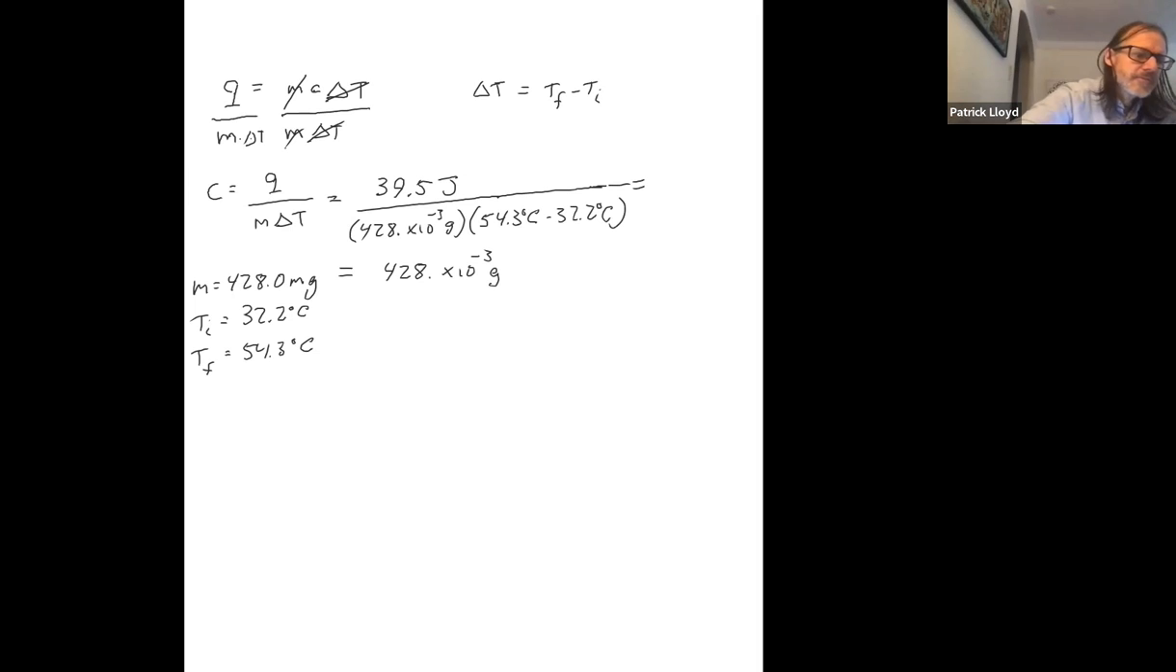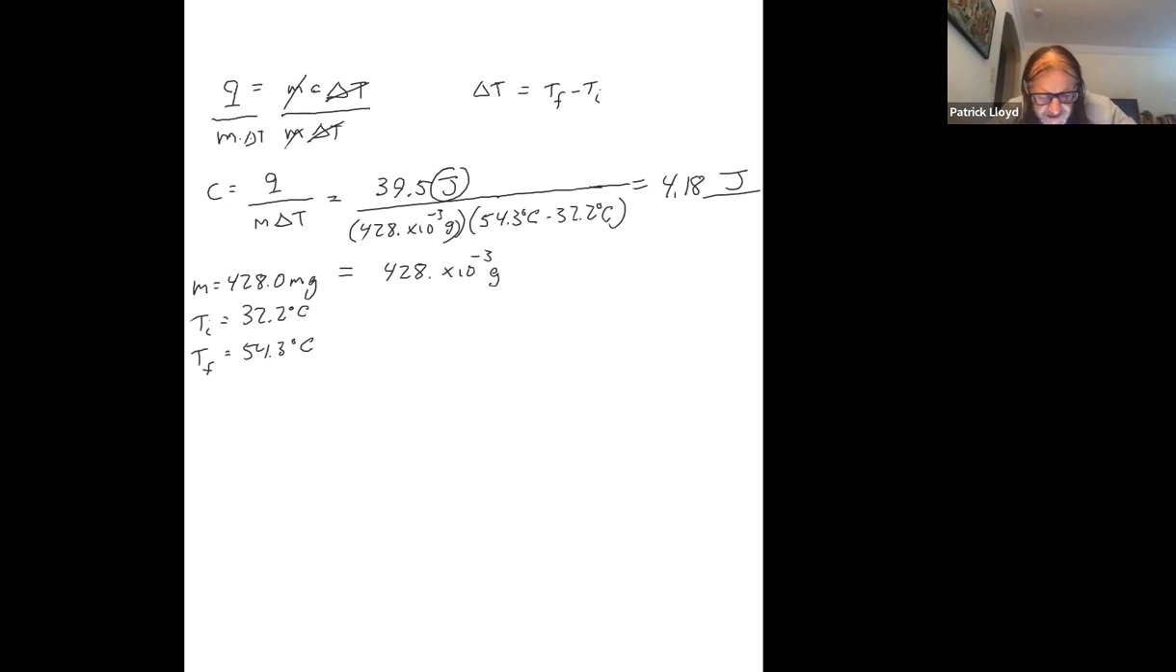So let me grab my calculator here. So 39.5 divided by 0.428 divided by that difference in temperature, which is 22.1. What do you get? You get about 4.18. The units are joules divided by grams divided by degrees C. And those are typical units.